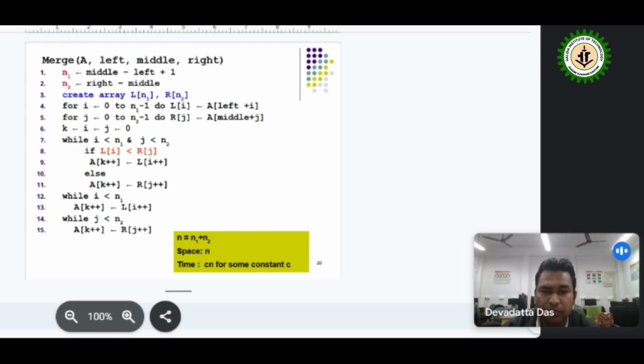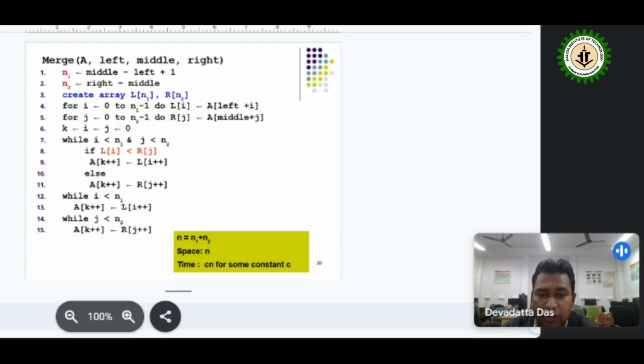So here is the algorithm of the merge sort. At first merge(A, left, middle, right), then n1 equals middle minus left plus 1, and n2 equals right minus middle. Then creating the arrays, a left array and a right array, and then I'm using the for loop. The value of i will be defined from 0 to n1 minus 1, do L[i] equals A[left plus i], and then I'm using the for loop of j from 0 to n2 minus 1, do R[j] equals A[middle plus 1 plus j], and then using the for loop of k. So k, i, j equal 0, that means the value of k will be 0.